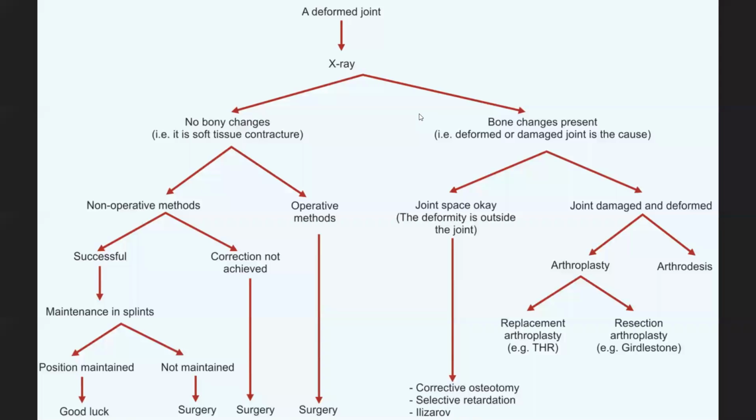If the joint is damaged, it means that we have to do something for the joint now. The problem is not in the bone, it is in the joint. So we have two options then. One is arthrodesis, where we can fuse the joint. Another is arthroplasty, where we can use an artificial implant and revise the joint. This is in broad terms the management protocol, the flowchart for managing a deformity patient.